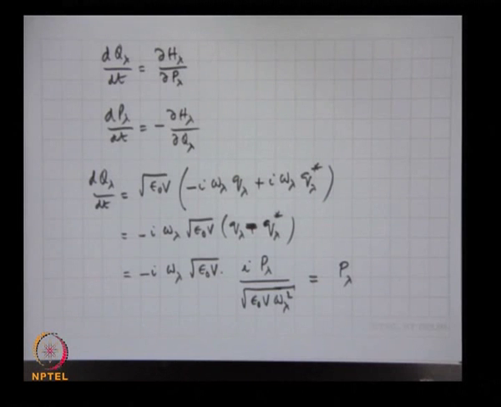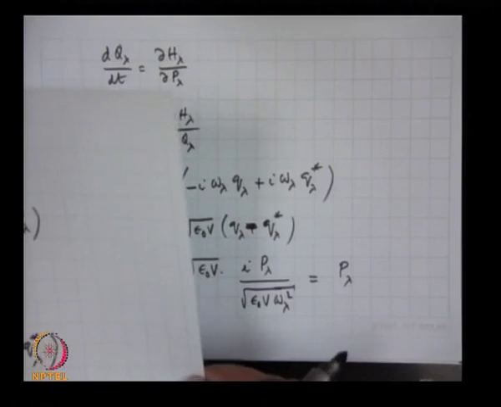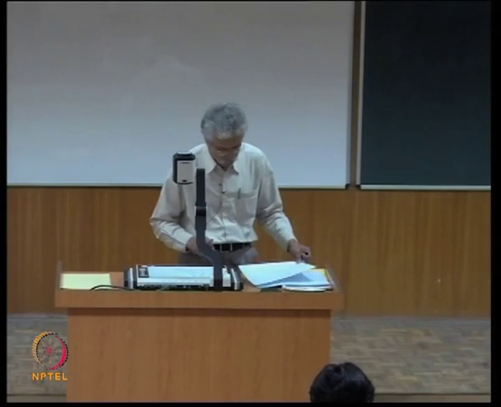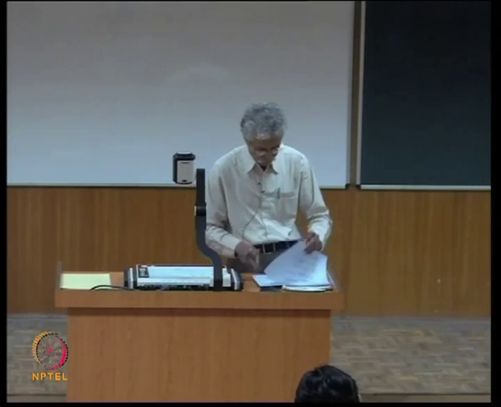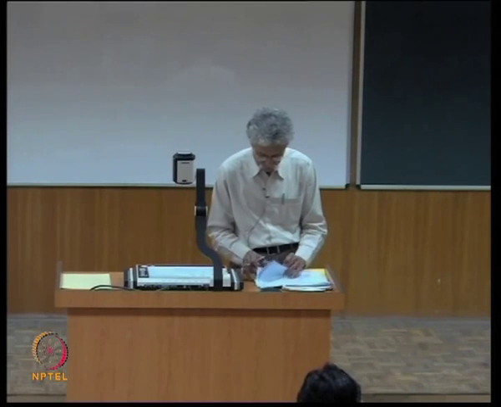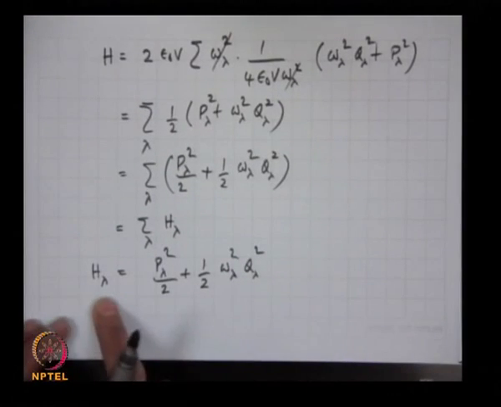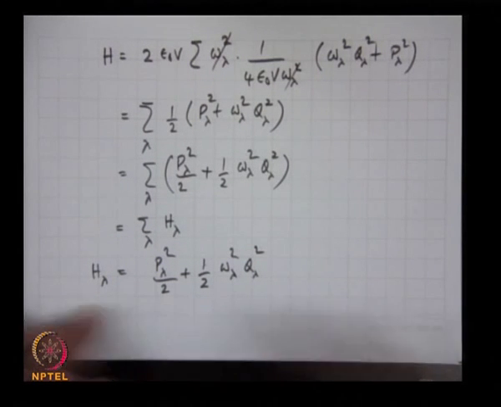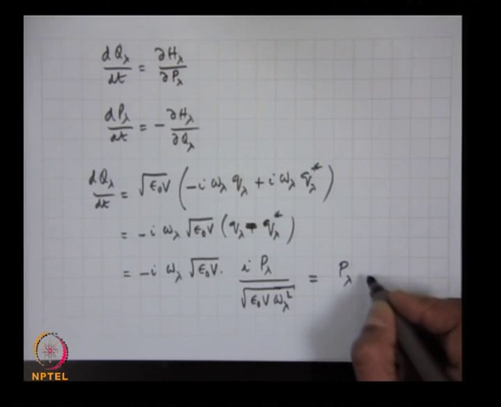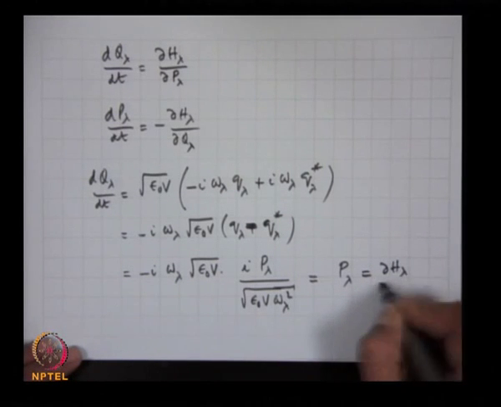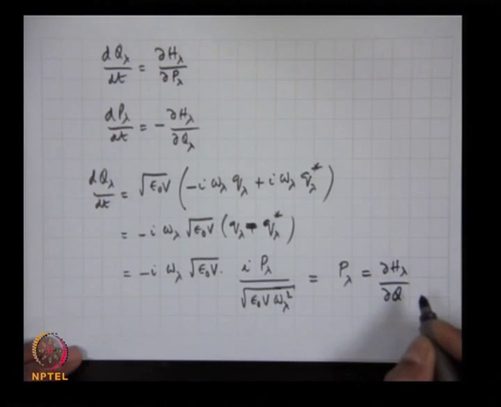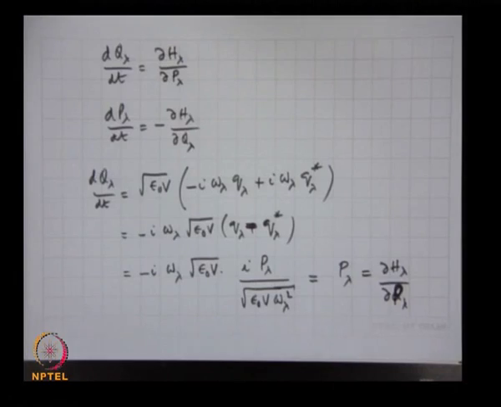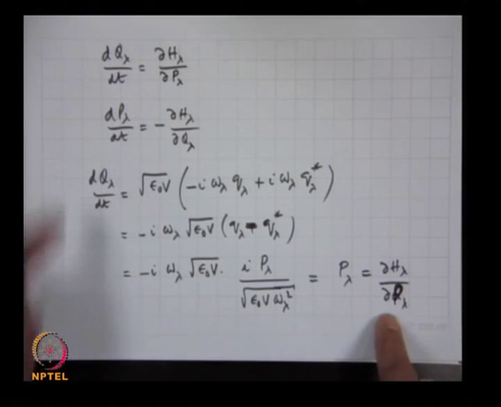And what is del H lambda by del P lambda? Okay, so where is H lambda? Yeah, here it is. Here is the expression for H lambda. Del H lambda by del P lambda is P lambda. So that is the first equation.